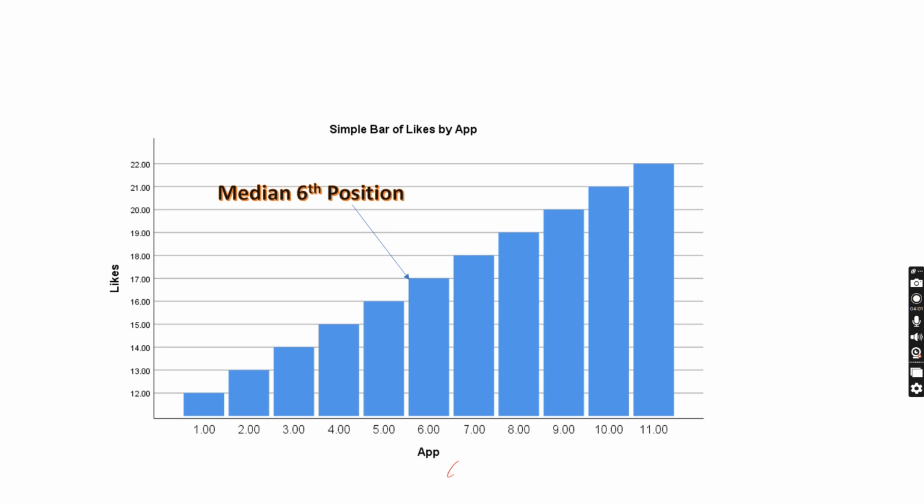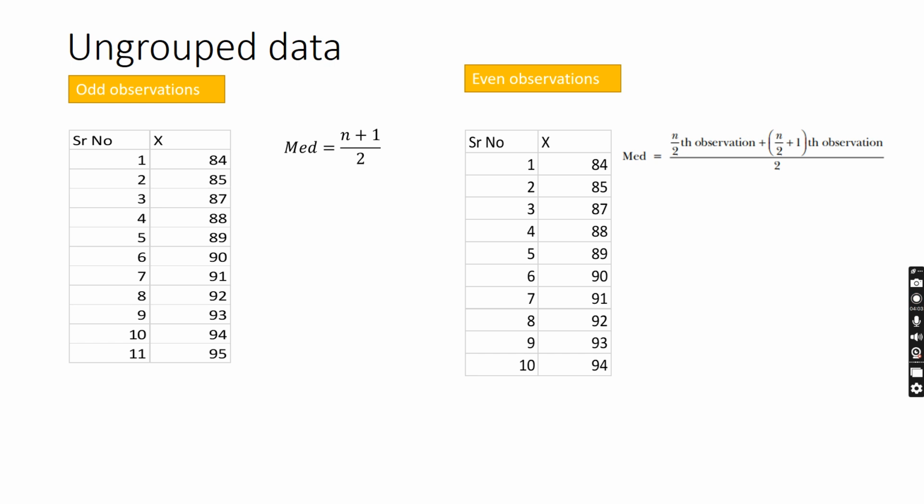So let's look at how we calculate median. We have two methods. One is the ungrouped data and the second one is the grouped data. As I mentioned, ungrouped data would be your observations which are not in a class interval. So you have discrete numbers, say on the left hand side you have 84, 85, 87, 88, whereas grouped data would be in the class interval 80 to 85, 85 to 90.